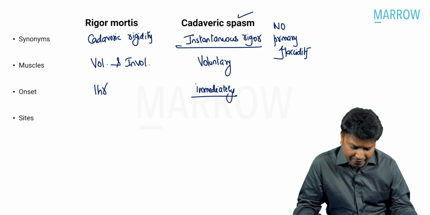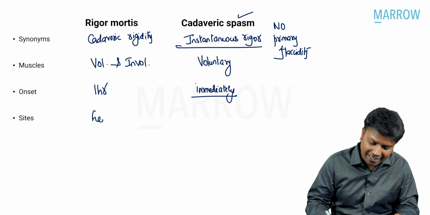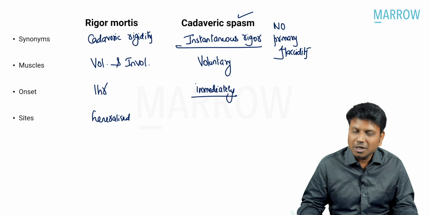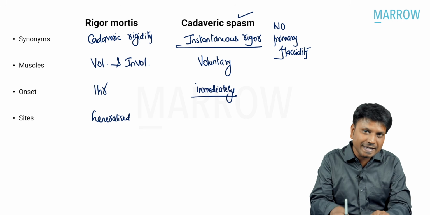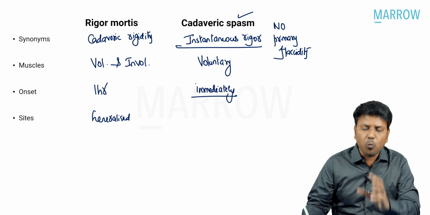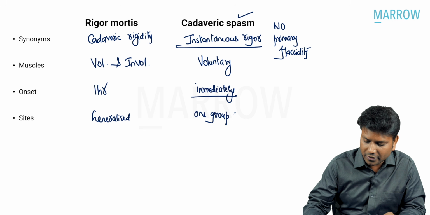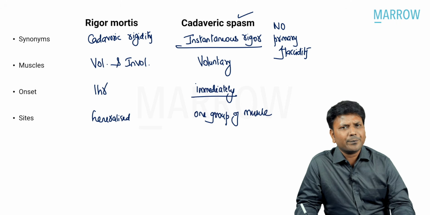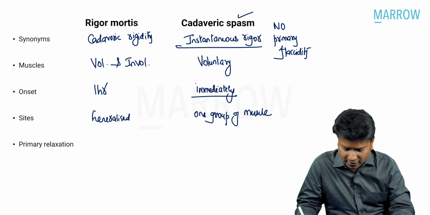What are the sites where you can see them? Rigor mortis is generalized, seen throughout the body. Whichever muscle you have, every muscle will undergo rigor mortis. But cadaveric spasm depends on whichever muscle the person was using at the time. It involves one group of muscle only, whereas rigor mortis affects every muscle of your body.